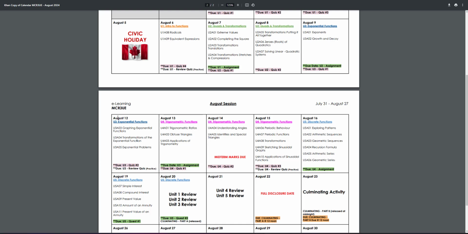So today, August 12th, graphing, transformations, and exponential problems. This one's tough, and it's not that tough, but it's kind of tough. Today you have your quiz to do, and you have a review quiz for practice.